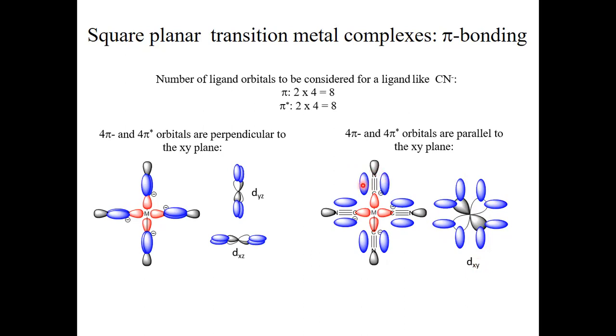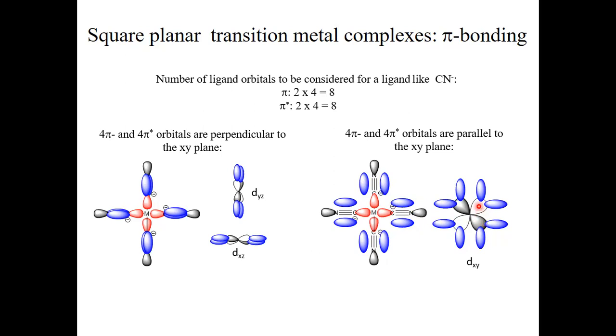So these pi orbitals here will interact with these 2 lobes of the dxy. These 2 orbitals here will interact with these 2 lobes of the dxy. These lobes here will interact with these 2 lobes of the dxy, and that pi orbital here will interact with these 2 lobes of the dxy.